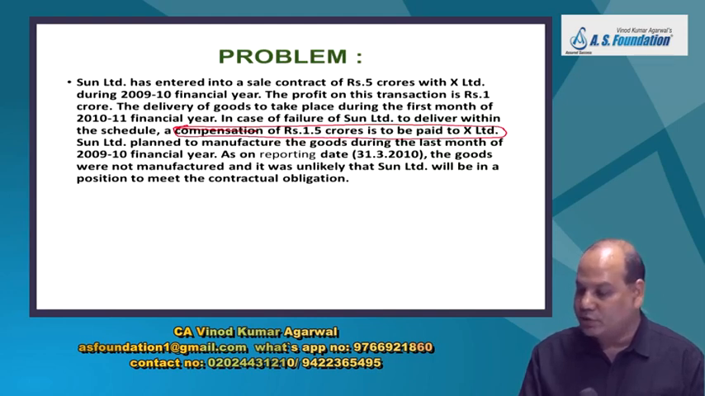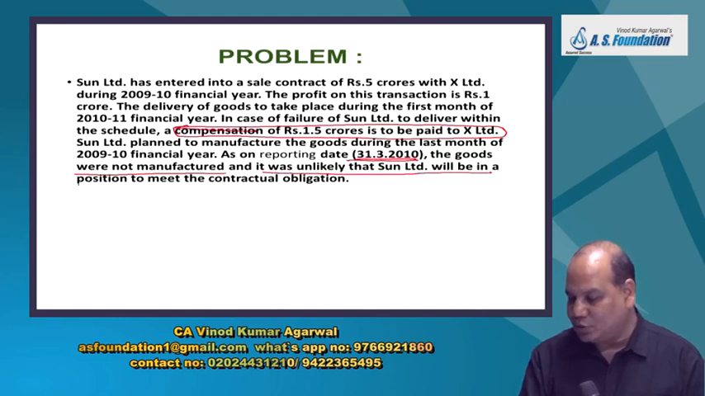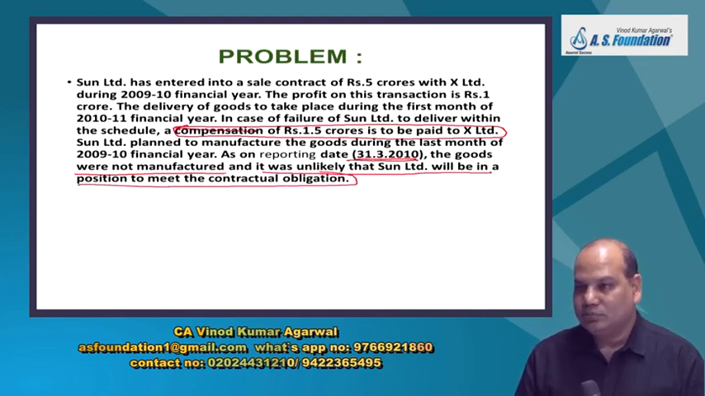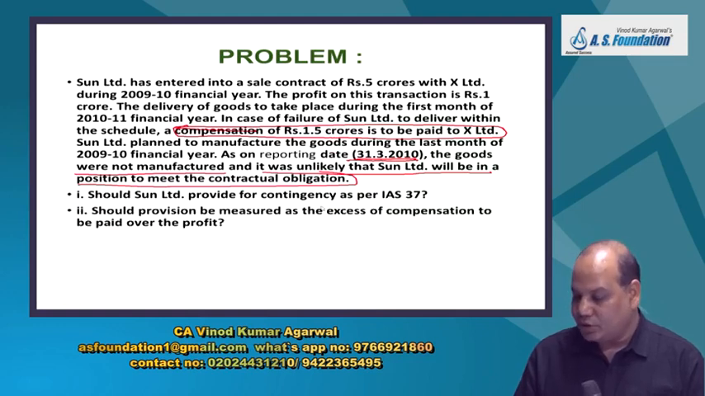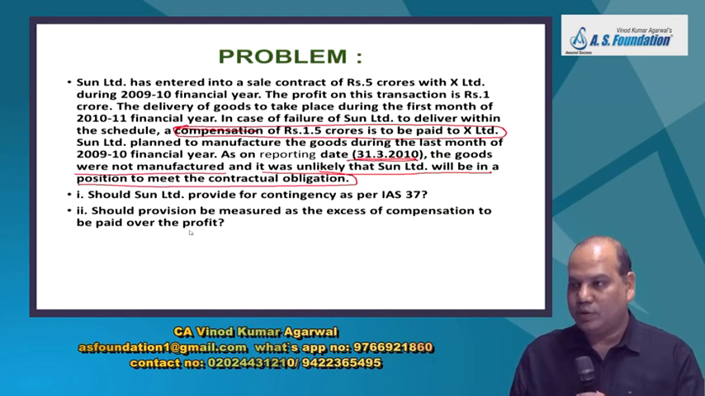Sun Limited planned to manufacture the goods during the last month of the 2009-10 financial year. As on the reporting date, that is 31st March 2010, the goods were not manufactured, and it is unlikely that Sun Limited will be in a position to meet the contractual obligation. Right? The question is, should the company provide for this contingency as per IAS 37? And should the provision be measured as the excess of compensation to be paid over the profit? So what is the amount you will have to make provision for here?